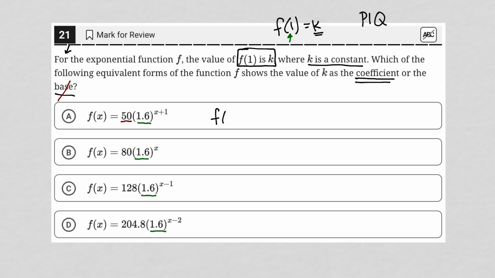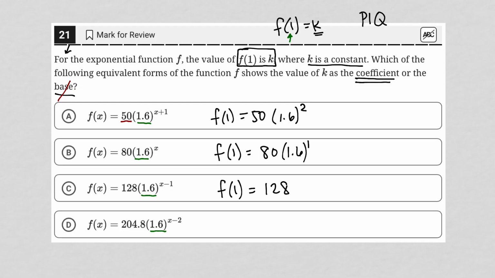So in this case, f of 1 would equal 50 times 1.6 to the 1 plus 1, which is squared. For choice B, we'd have f of 1 equals 80 times 1.6 to the first power, so no need to write that. I'll write it though. And then for choice C, we'd have f of 1 is equal to 128 times 1.6 to the 0, but 1.6 to the 0 power is just 1, so really this would just be 128.